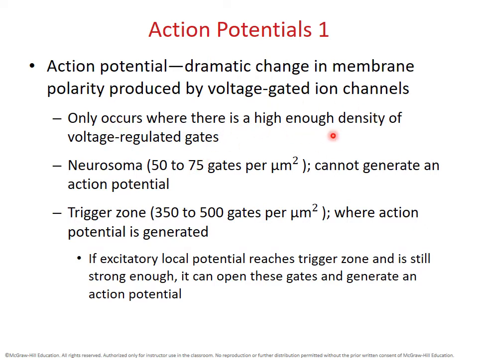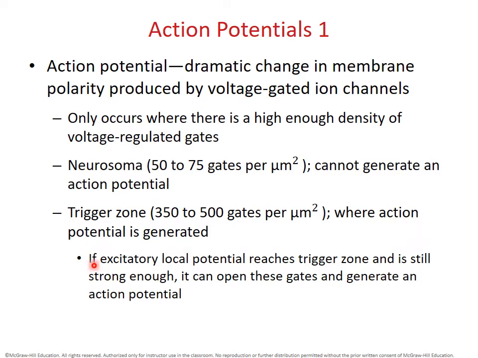So where do we find this high density of voltage-gated channels that can produce action potentials? Well, of course, we find those in the trigger zone. We first see these in the trigger zone of the neuron, which is associated with the axon hillock. In this region, we have a more typical concentration of up to 500 voltage-gated channels per square micrometer of membrane. Here is where we can first generate action potentials, and that's why this is called the trigger zone. This is where a nerve impulse will be triggered if one is going to take place.